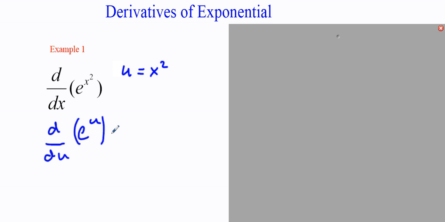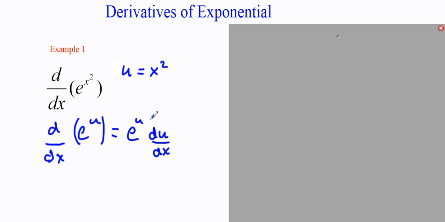What we get when we take this derivative is the derivative of e to the u, which we know is e to the u, with respect to u. Now we need to take the derivative of u with respect to x, because in this problem I want to take the derivative with respect to x. So the derivative of e to the u is e to the u, and the derivative of u with respect to x is du dx, using chain rule.